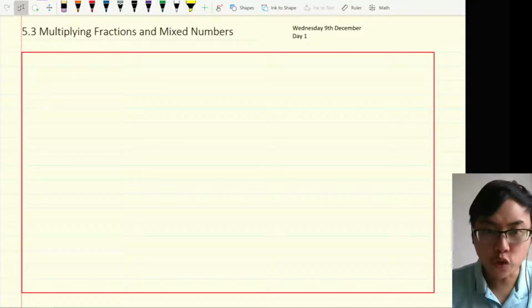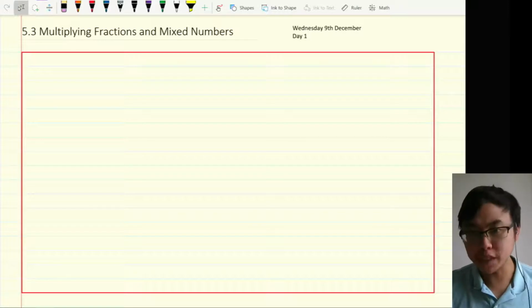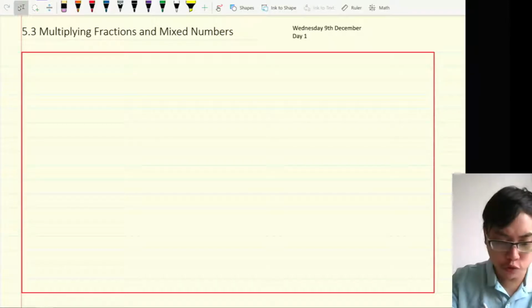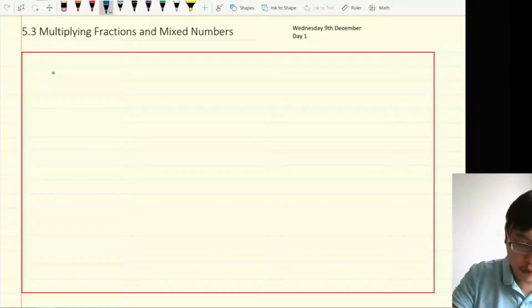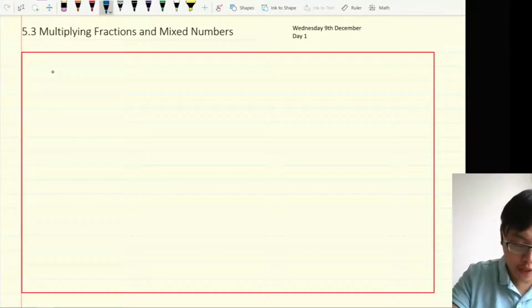Hello, grade 8. So we will be moving on to 5.3, multiplying fractions and mixed numbers today. This is a fairly simple lesson, so let's go straight into our lesson. The main point today is you've learned this before, starting from grade 5, grade 6, and grade 7, and then we're just reviewing some of the stuff that we already know.